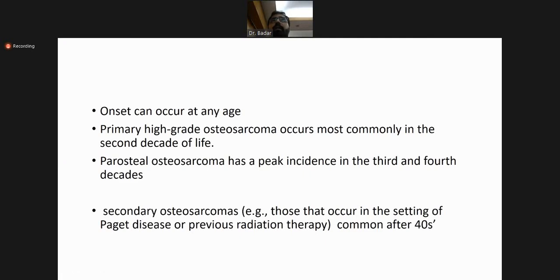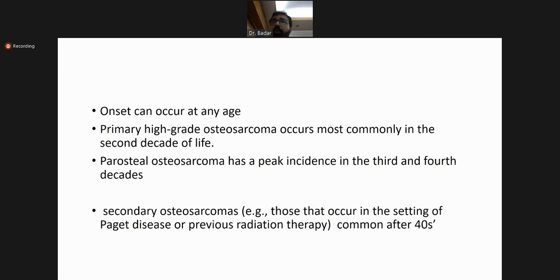Onset can occur at any age. Primary high-grade osteosarcoma occurs most commonly in the second decade of life. Periosteal osteosarcoma has a peak incidence in the third and fourth decades of life. And there is another type, secondary osteosarcoma, that occurs in patients undergoing radiation for other problems or patients having Paget's disease, and they convert into secondary osteosarcoma.